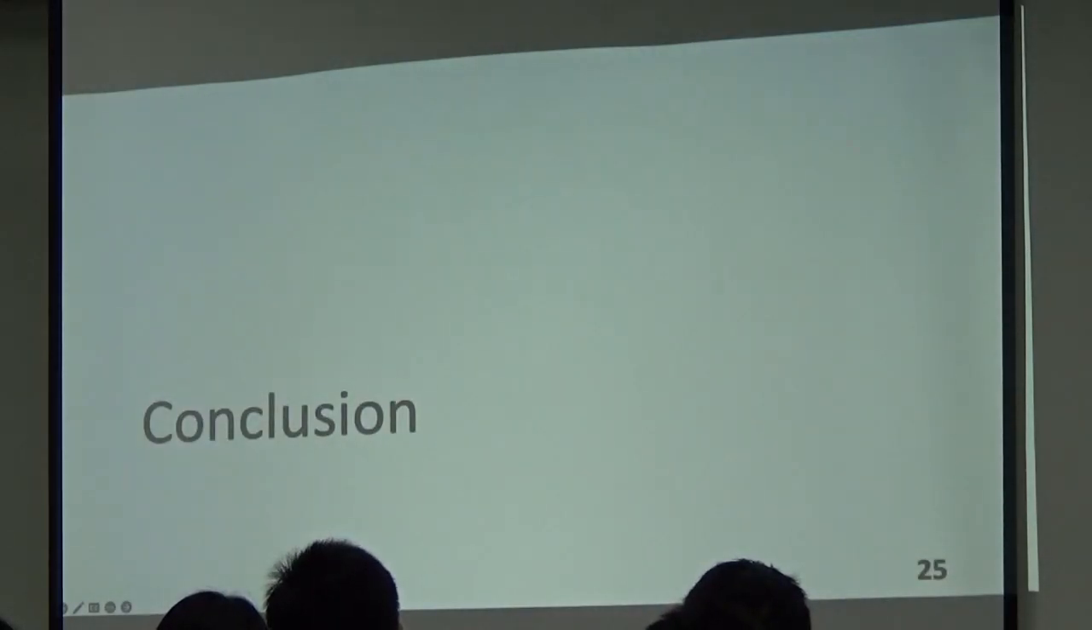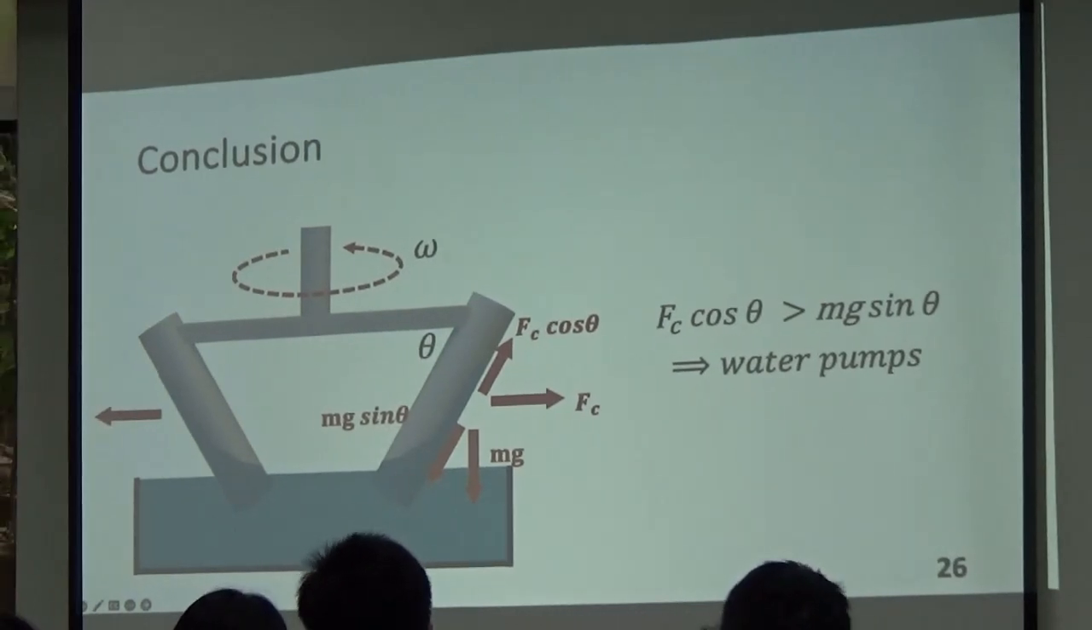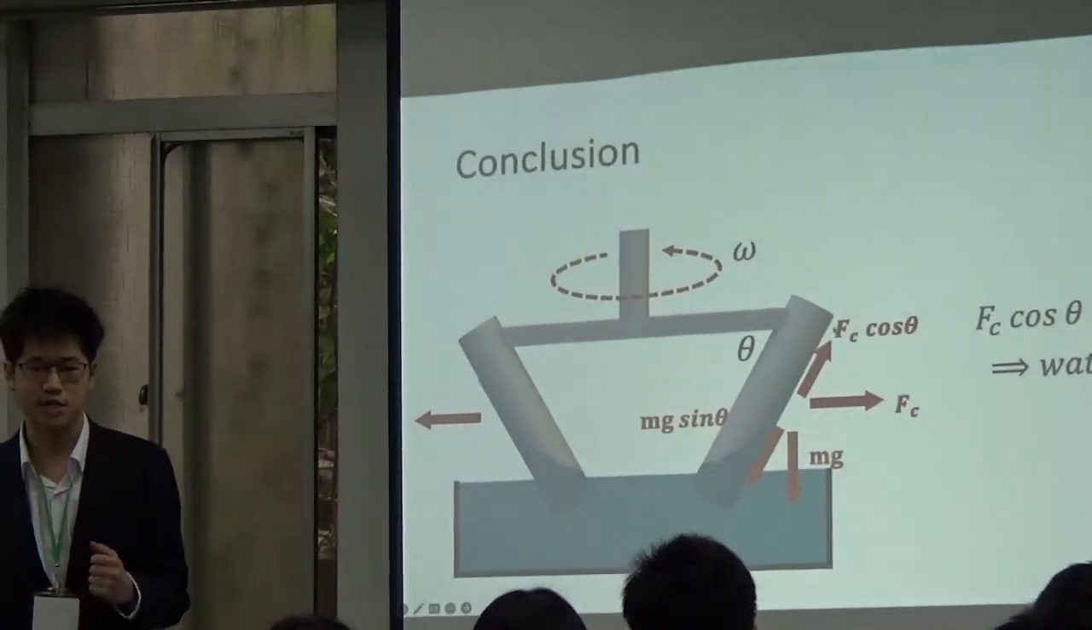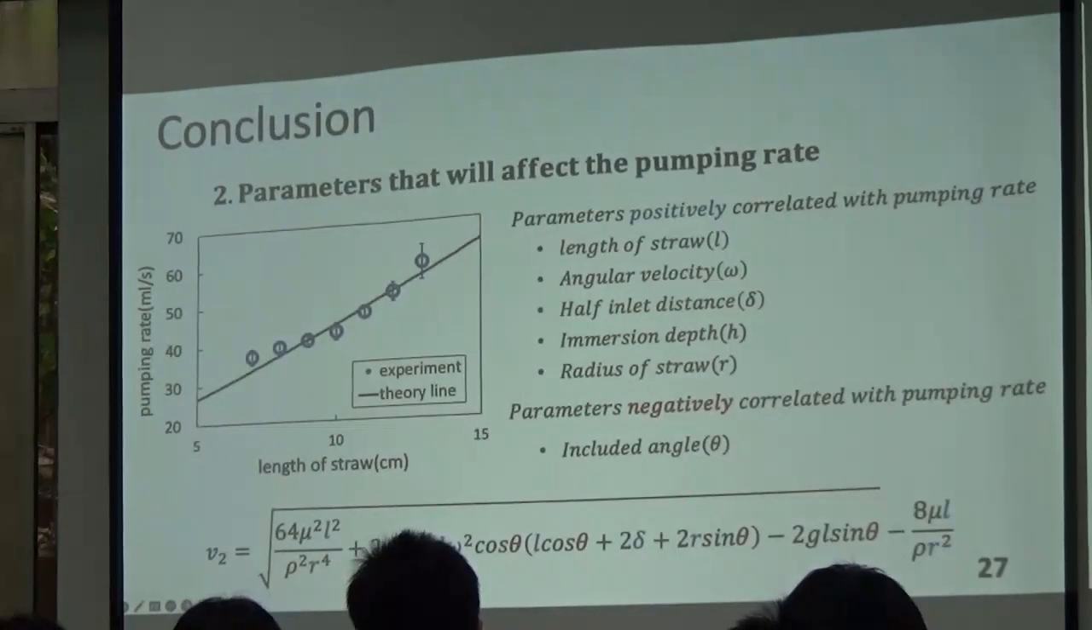And here's the conclusion. Why does the water pump out? Since the straw is rotating, there will be a centrifugal force. However, the water only pumps out when the centrifugal force component in the direction of the straw is bigger than the gravitational force in the direction of the straw. Then the water will pump out.